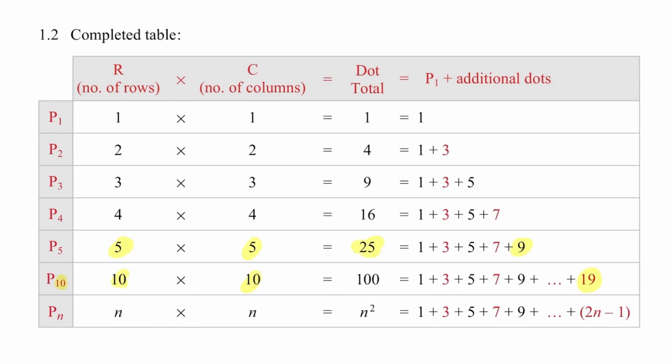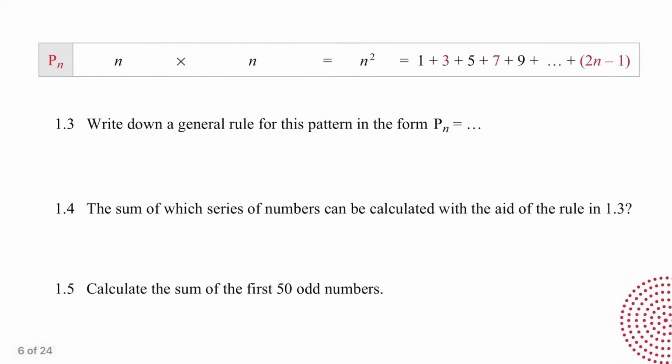So if we want to generate the pattern for n terms, we've got n by n, which is trivial, n squared. The last number in that pattern is going to be twice n minus 1. Pause the video, see if you can answer these questions, and then we'll go through them together.